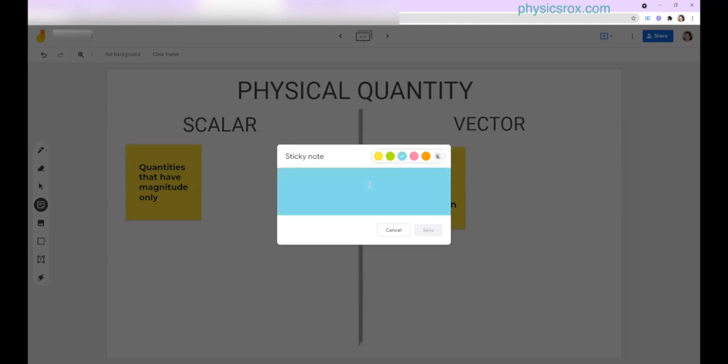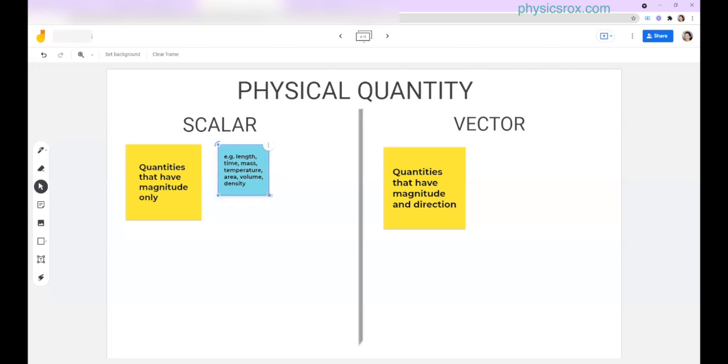For example, length, time, mass, temperature. Not only these, because I know I put base quantities, but even area, volume, density, all these are scalar quantities. Although there are base quantities here, there are also some derived ones. But what does magnitude only mean?